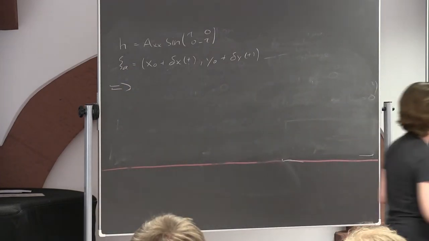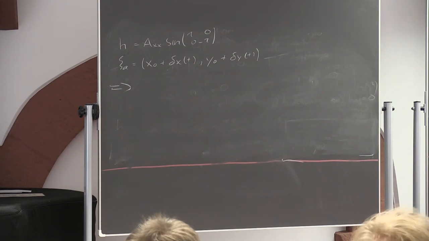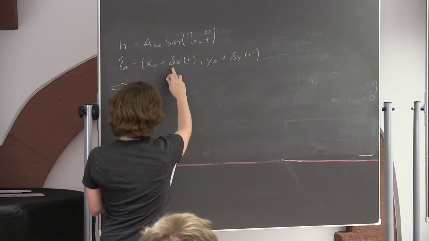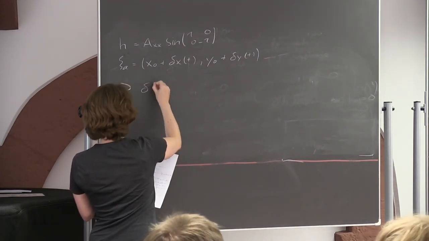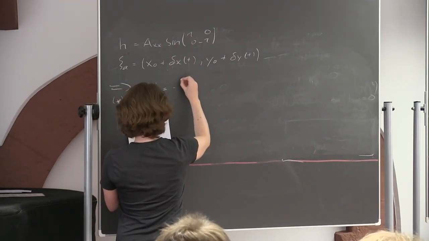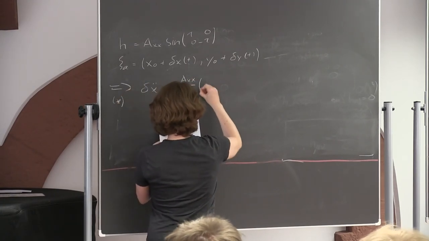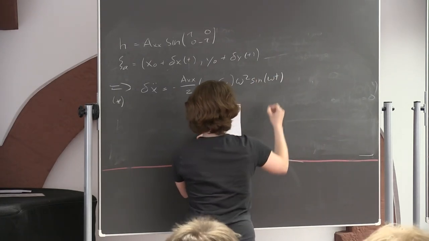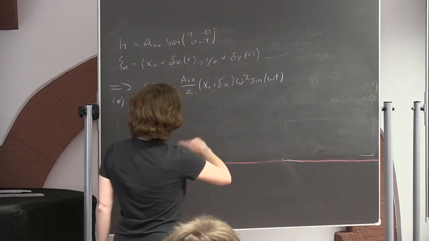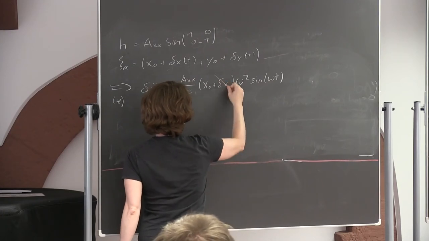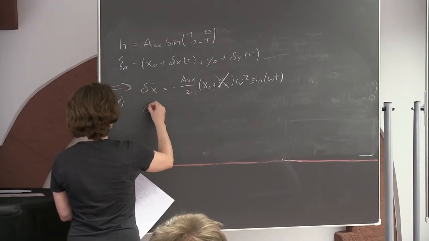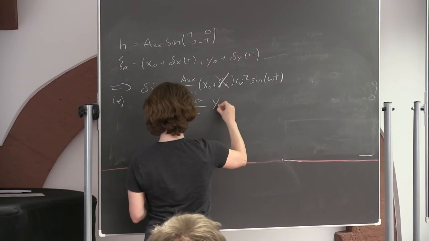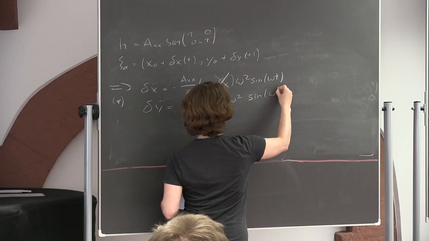And now, we use this equation and you just insert, right? You see that delta x double prime is minus a_xx over 2 times (x0 plus delta x), and now we take the second derivative, so we get omega squared sine omega t. And again, because the delta x for sure will be small, very roughly we can neglect this, okay? And the same we do for the y component. Same result, y0 now, of course, omega squared sine omega t.